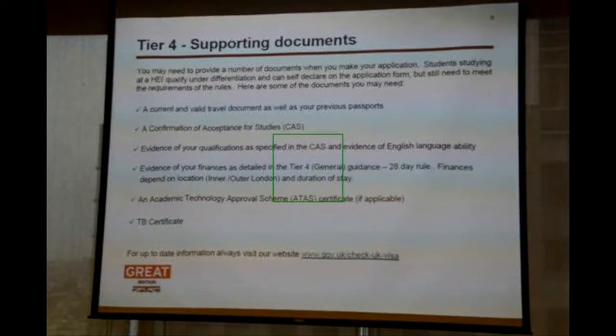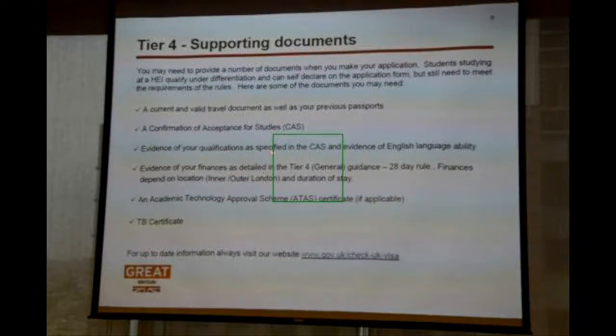Okay, so when you make your application, all of this is required under the immigration rules, but you don't necessarily physically have to have some of the paperwork at the application centre. Okay. So the first one is a current or valid passport, as well as your previous passports, if you have them. You should have your confirmation of acceptance of study. A PDF is fine, a copy is fine, it doesn't have to be the original sent from the UK.